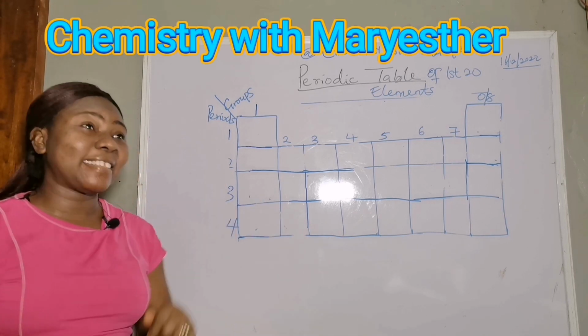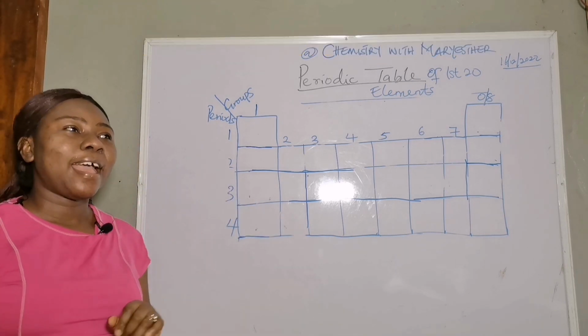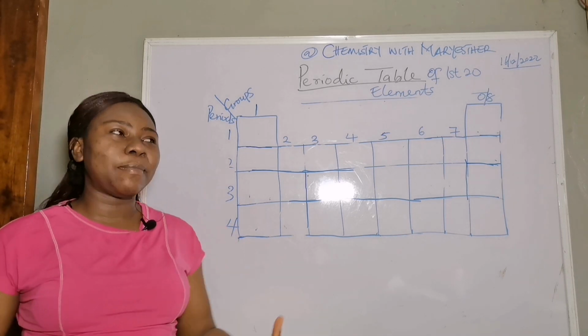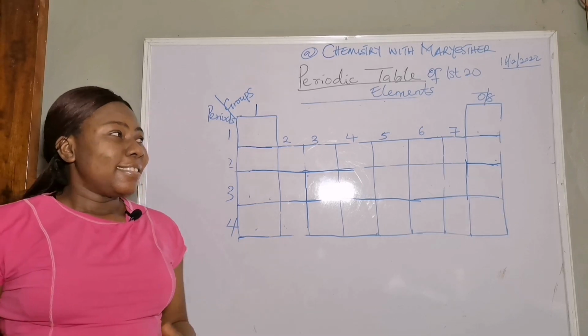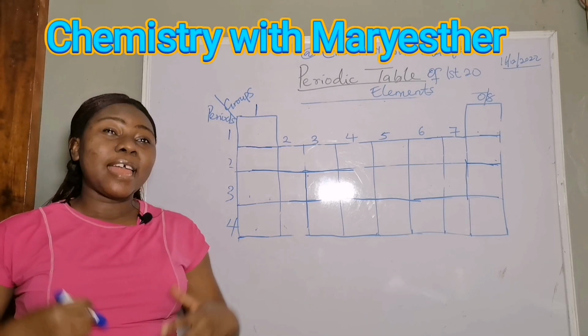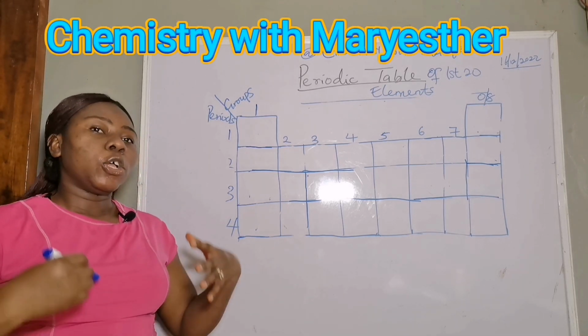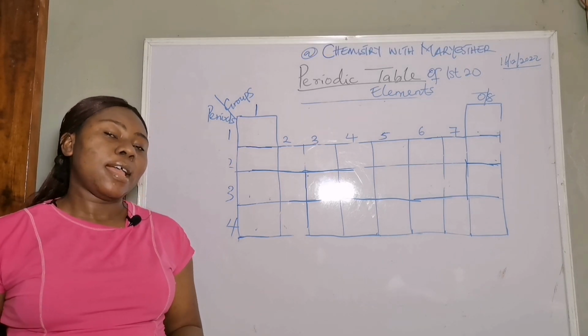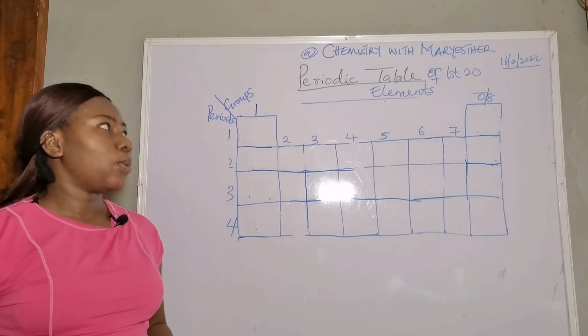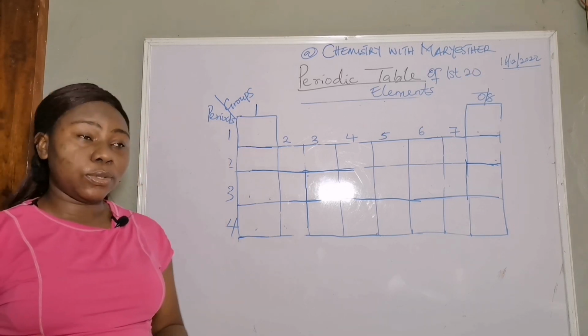And today we'll be looking at the periodic table. I'll be representing the first 20 elements in the periodic table. This is a very wonderful topic and a recurrent topic in WASSCE examinations and other external examinations. So, we'll be looking at the periodic table today.